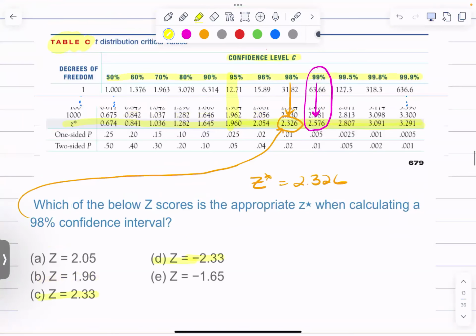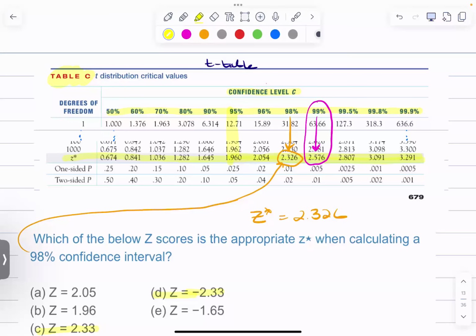So in terms of setting your confidence level for your confidence interval, I would recommend that you use the t-table from here on out, just because you get 3 decimal places instead of 2, and once you get used to using this new table, it's actually easier to use.